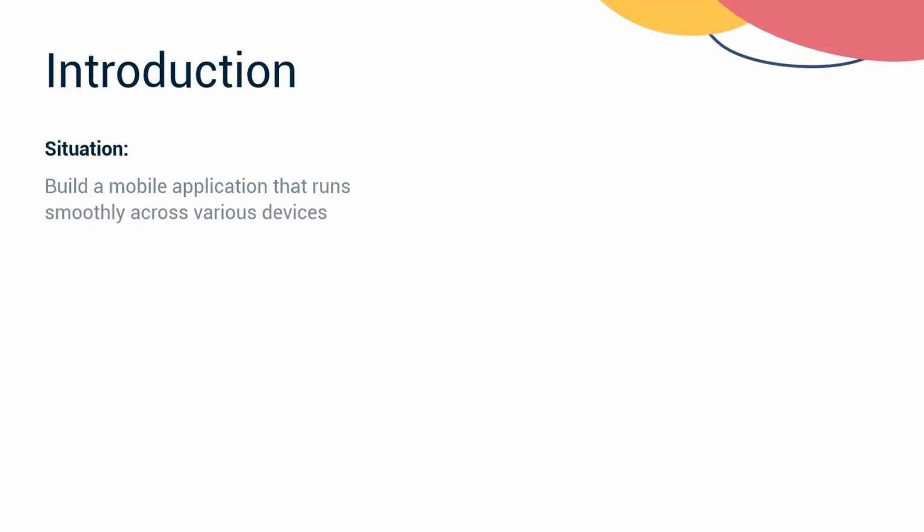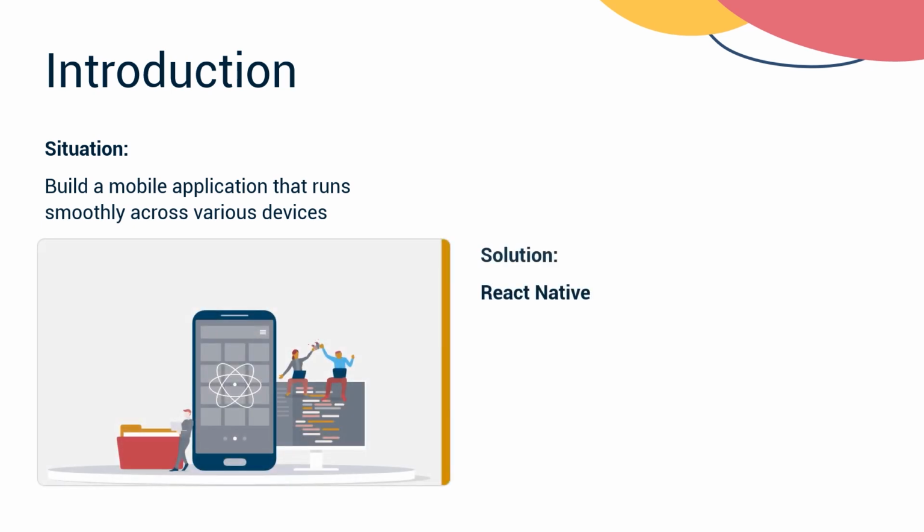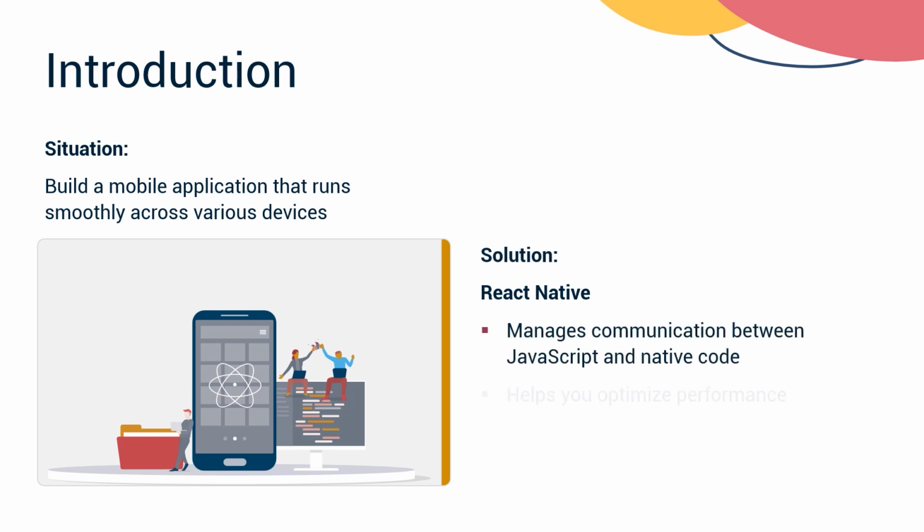Imagine you want to build a mobile application that should run smoothly across various devices. By exploring React Native internals, you'll uncover how React Native manages communication between JavaScript and native code, helping you optimize performance and resolve issues effectively. This insight into React Native is key to creating a high-performing, responsive application that delivers a consistent user experience.